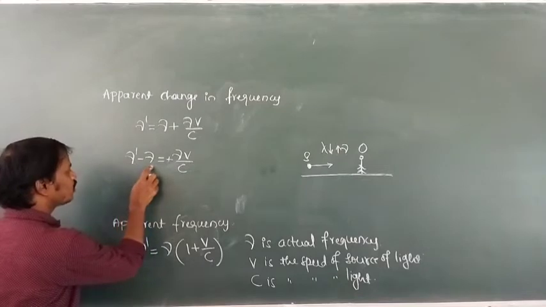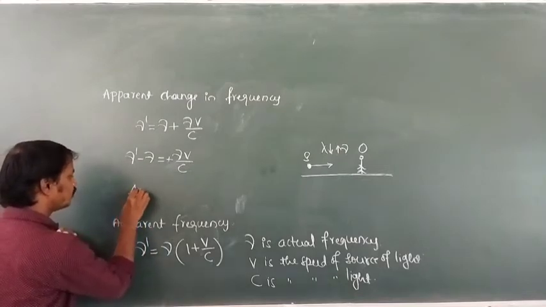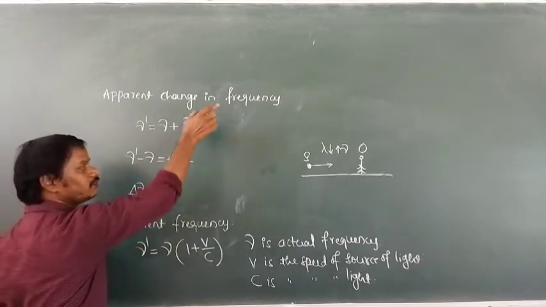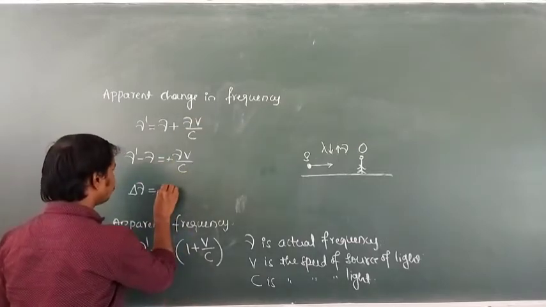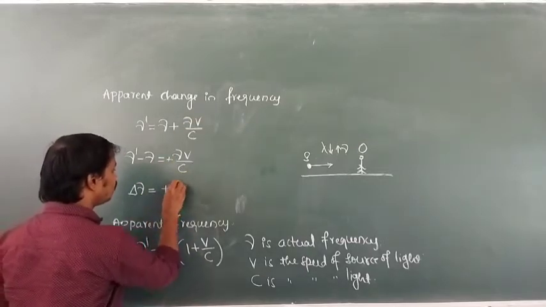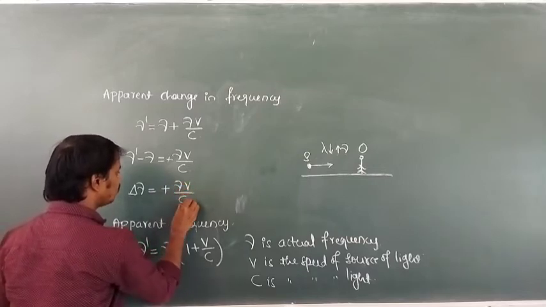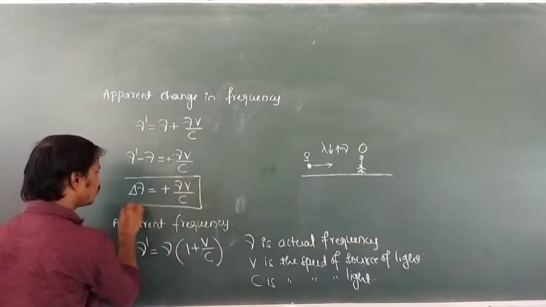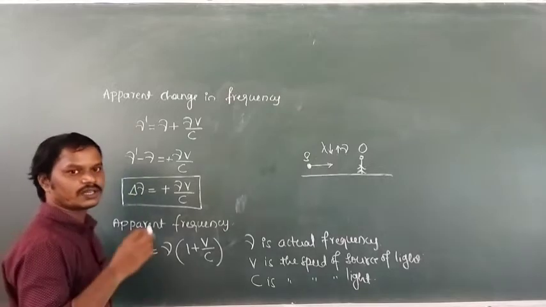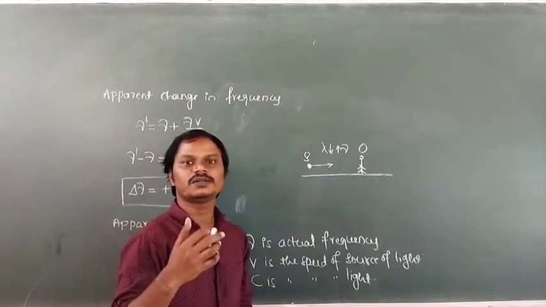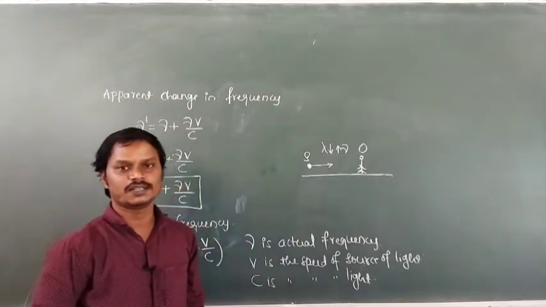Now, nu dash minus nu can be written as delta nu. This delta nu is nothing but the apparent change in frequency. That is, delta nu is equal to nu into V by C. So, this is the first case. What is the first case here? The source of light moving towards the stationary observer.